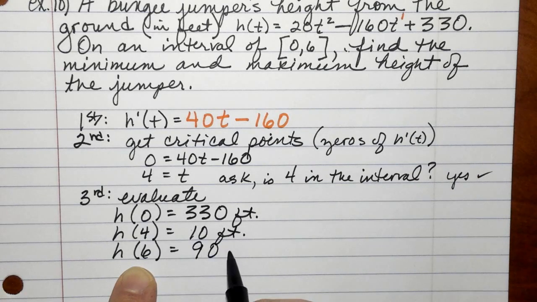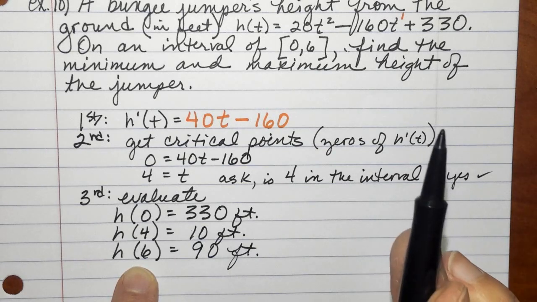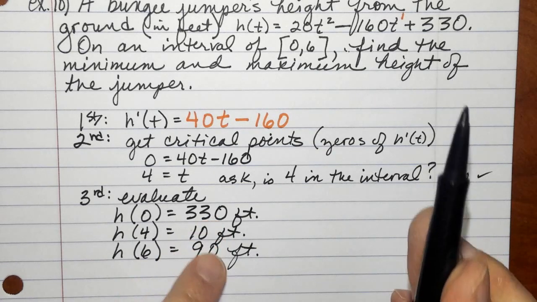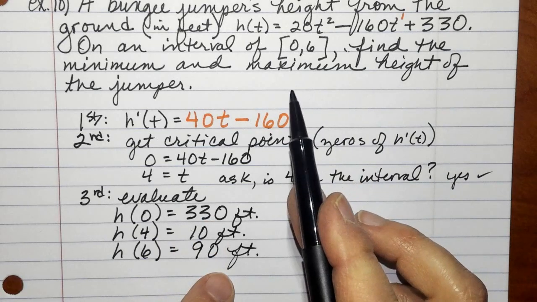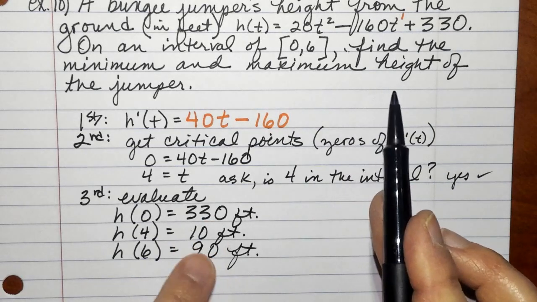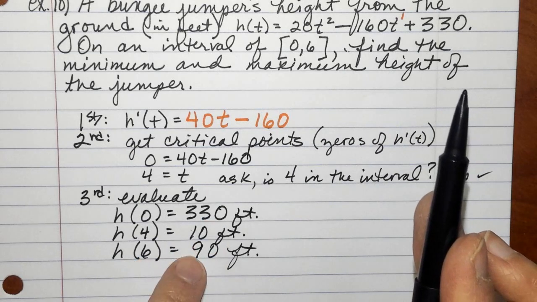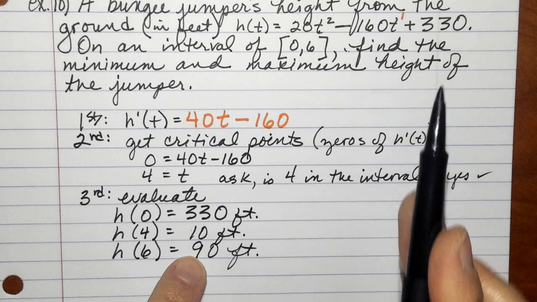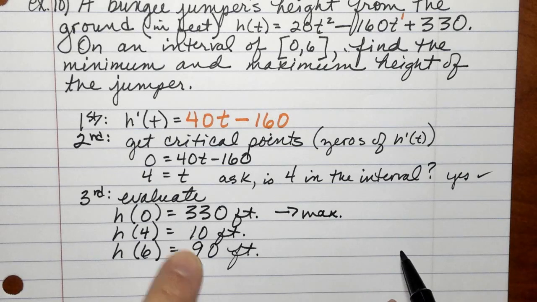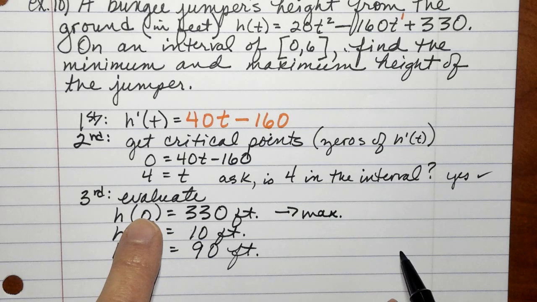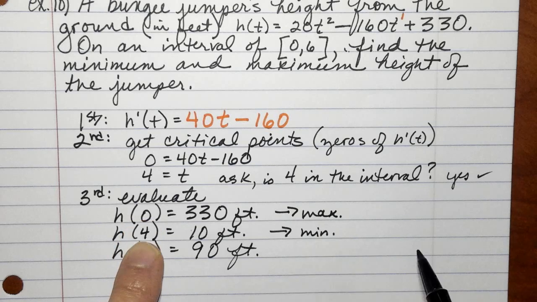That's because the bungee jumper starts at the top at 330 feet, goes down, and in 4 seconds is at 10 feet above the ground, and then going back up, in 6 seconds they're back up to 90 feet. But you can tell the minimum is at 4 seconds, and the maximum is obviously where you start at 0. So that's it for derivative.